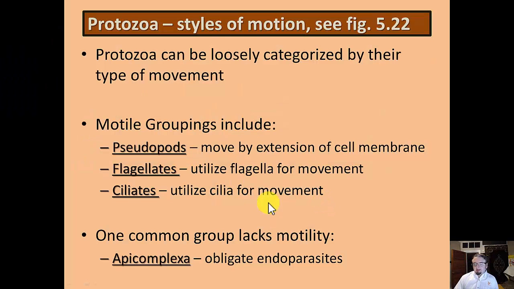The last one, the Apicomplexa, they're defined by a lack of motility. As I already mentioned, they're obligate endoparasites. And essentially what they have evolved to do is utilize other organisms for their movement. So they don't have their own motility because they tend to infect other organisms and then use those organisms to spread themselves around.